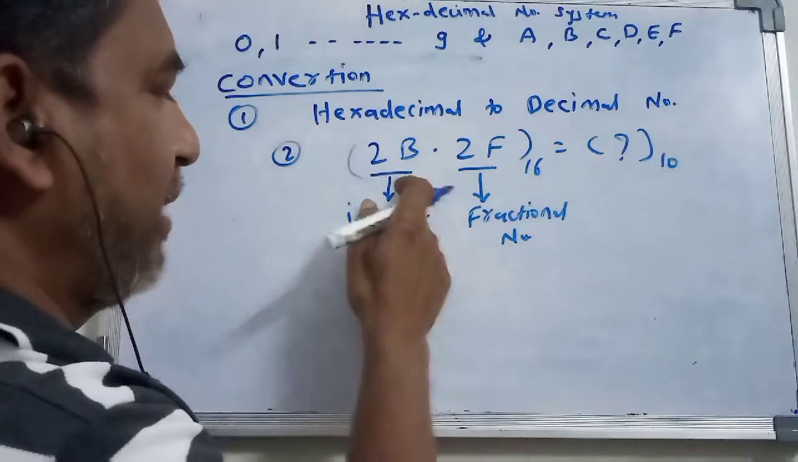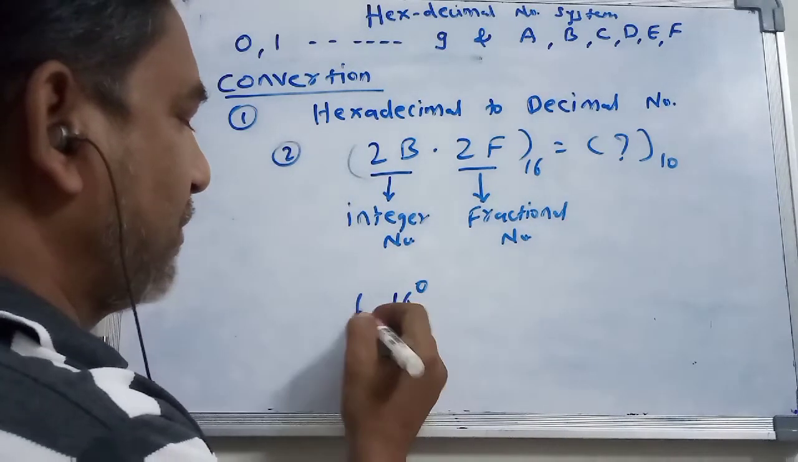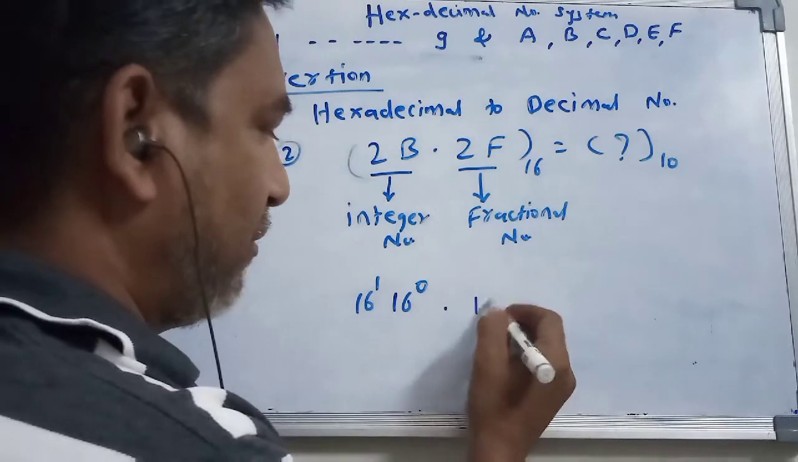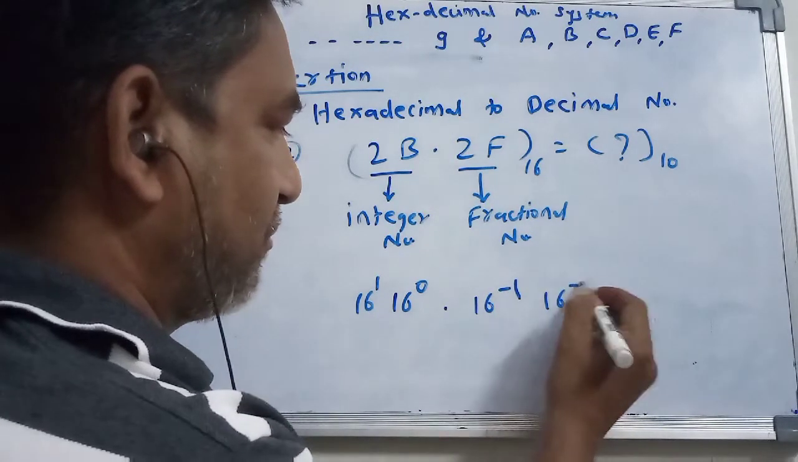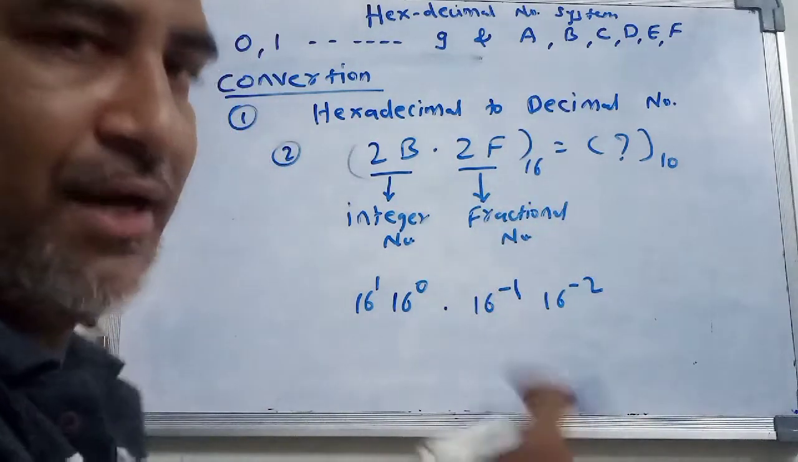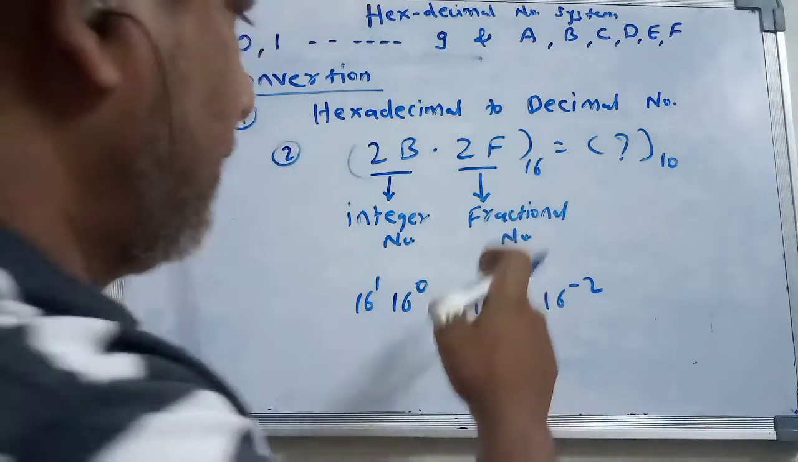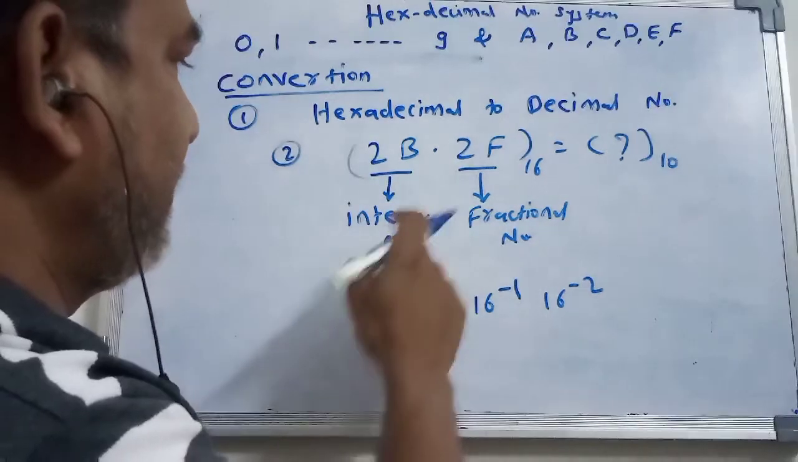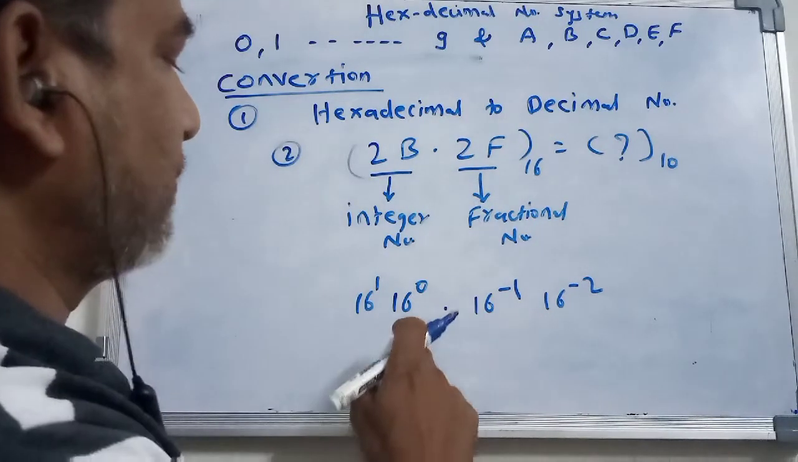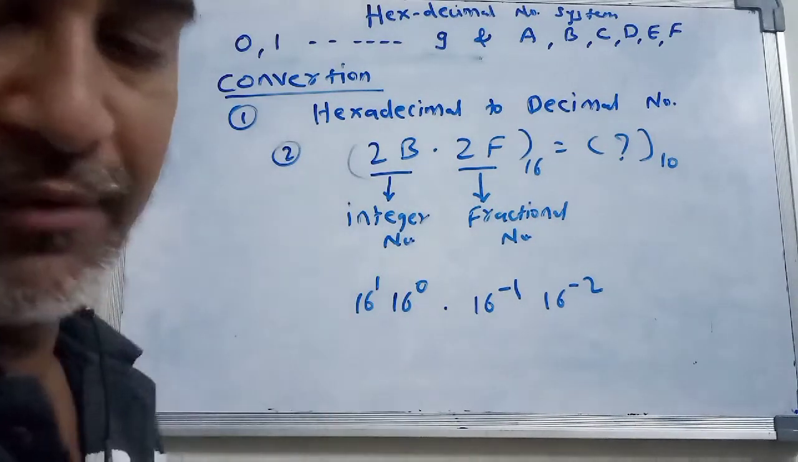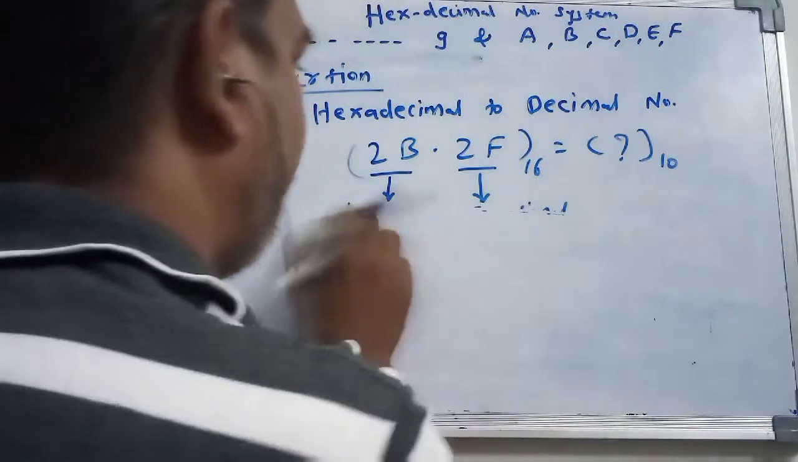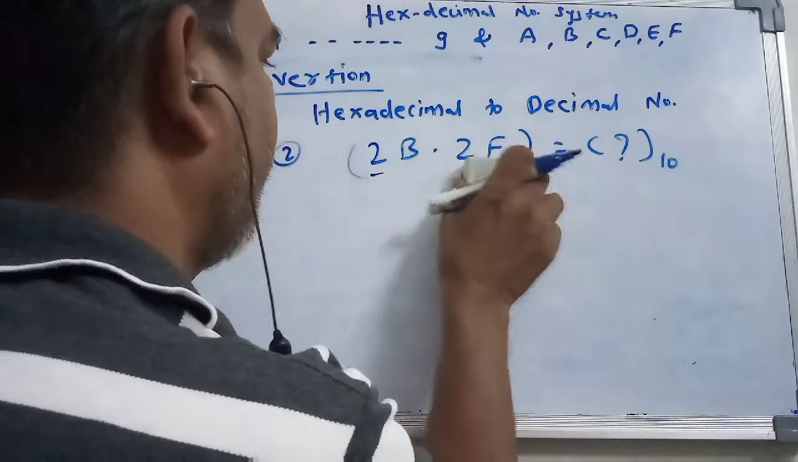As you know, the integer number has to be solved with 16 raised to power 0, 16 raised to power 1, like this. And if there is a point, then you have to write down 16 raised to power minus 1, 16 raised to power minus 2. You have to multiply the fractional digits with 16 raised to power minus 1, 16 raised to power minus 2, and the left side, that is the integer number, you have to multiply with 16 raised to power 0, 16 raised to power 1. Now, how it has to be done, we will find out.